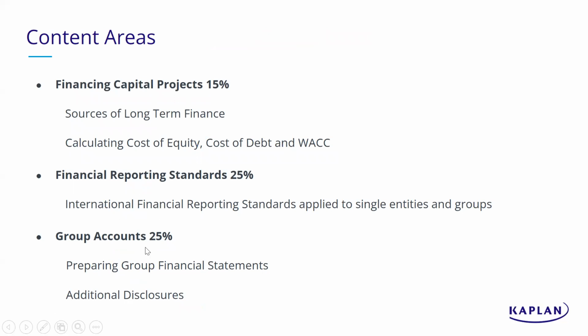Now, the CIMA F2 syllabus is broken down into a number of content areas. Let's just take, first of all, financing capital projects. So 15%, that will be 9 questions out of your 60. And that will cover sources of long-term finance and also calculating cost of equity, cost of debt, and WACC.